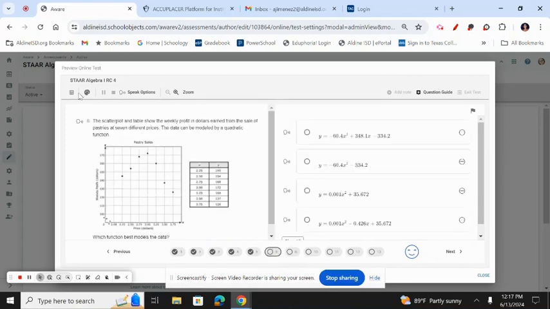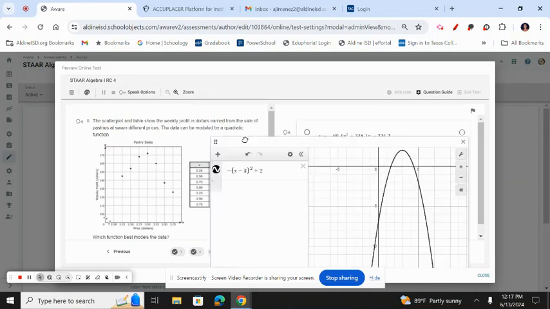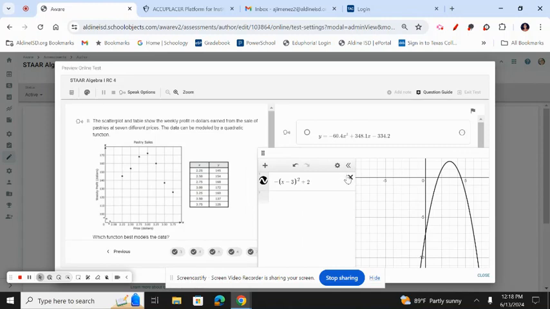Alright, we're going to type in these equations and look to see which one has the closest table to it. So we type it in. We don't have to use y equals if we don't want to. We can if you feel more comfortable. That's fine.